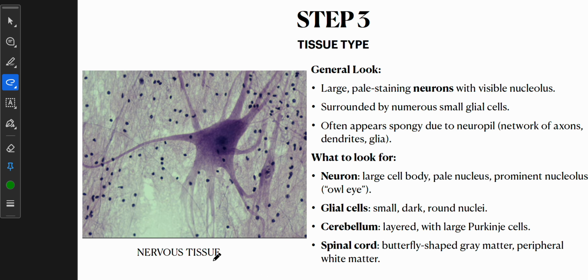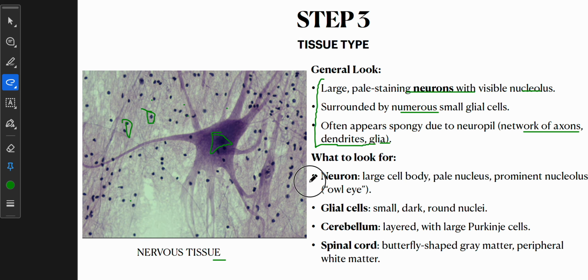So the last tissue type here is nervous tissue. In general, the finding is large pale-staining neurons. You can see pale-staining neurons with a visible nucleolus right here, surrounded by numerous small glial cells. These all stained cells are glial cells right here. These are all glial cells, and it often appears spongy due to the neuropil, a network of axons, dendrites, etc., and glia.